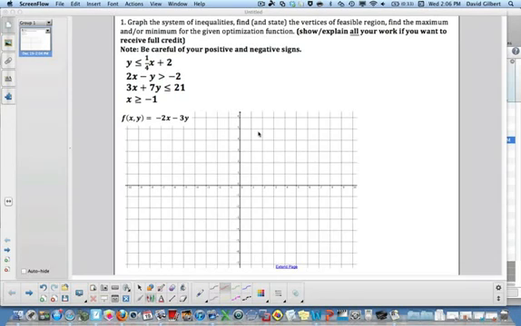Alright, so here's our first problem. It's kind of just the nuts and bolts, no application. It's got a little bit of everything. I'm going to go a little bit fast to try and keep the video kind of short. So if you need to pause, rewatch, rewind, that's fine.